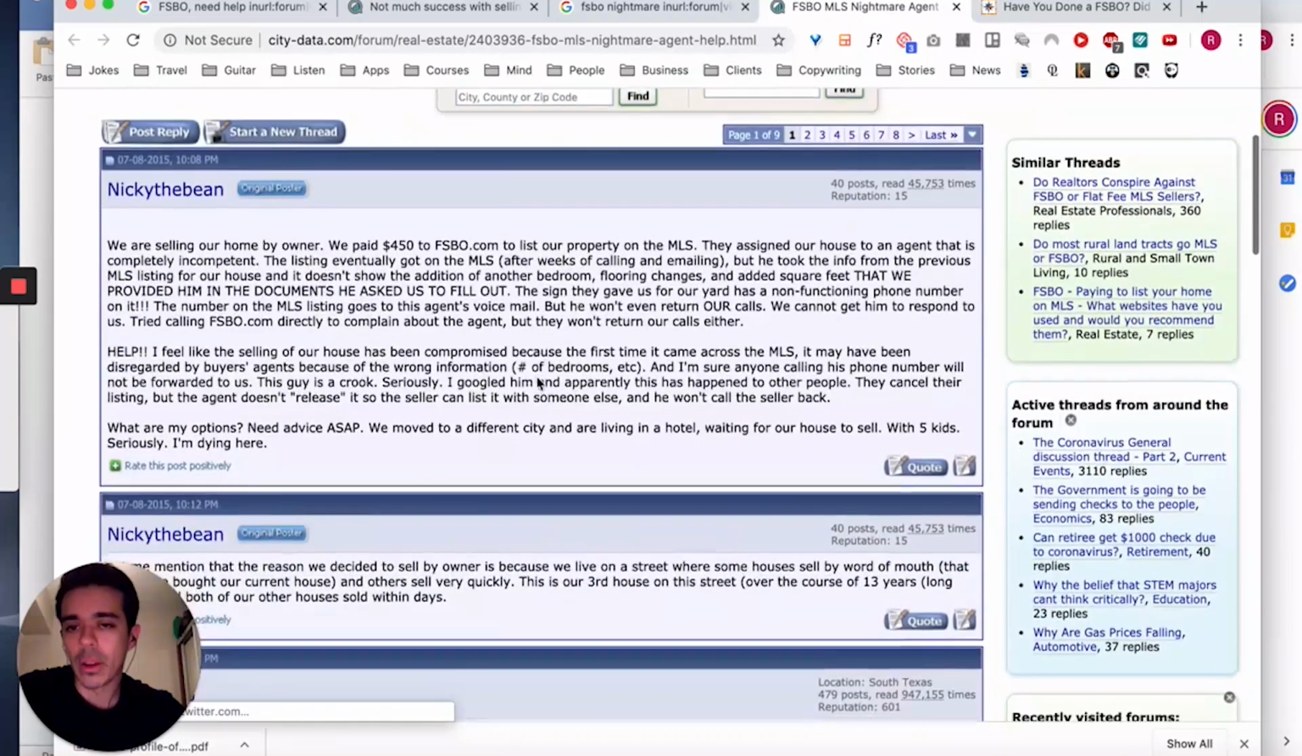We are selling our home by owner. We paid $450. They assigned our house to an agent that is completely incompetent. The listing agent eventually got on MLS, but he took the info from the previous. Wow.